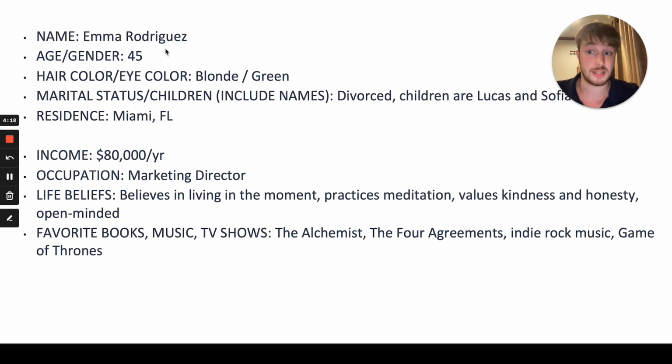Remember, over here you can see we have the name Emma Rodriguez. She's 45 years old. Her hair color and eye color are blonde and green. What is her marital status? She's single or divorced. How many children does she have? She has Lucas and Sophia, and she resides in, for example, Miami, Florida. Why are all these things important? Because you can construct an avatar, your basically audience, and know exactly what your audience wants. And once you know what they want, you give them what they want.